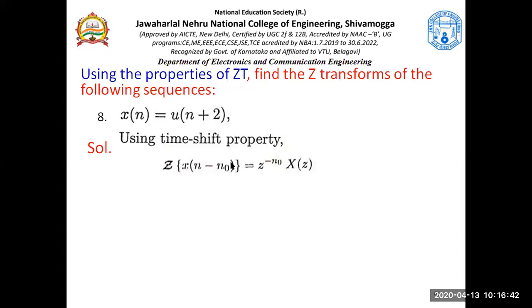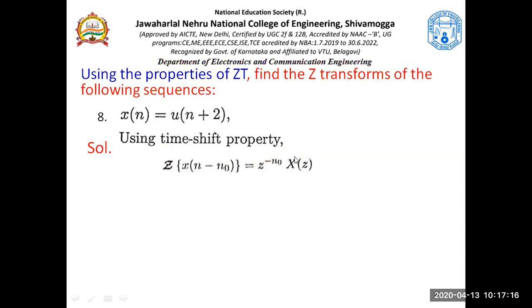If a signal is time shifted, then the z transform of this time shifted signal looks like z to the power of minus n naught. Why minus n naught here? Because the shift is by minus n naught. Understand? Into X of z. What is this X of z here? X of z is the z transform of x of n. It's not the z transform of x of n minus n naught. Together it is the z transform of x of n minus n naught, and X of z is the z transform of x of n.